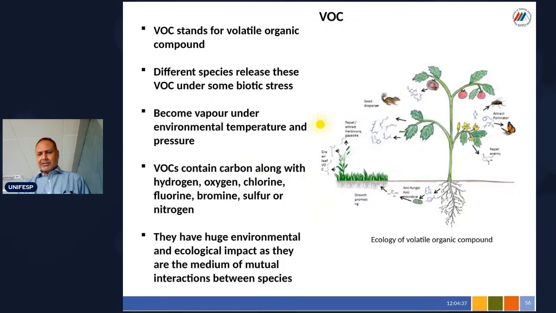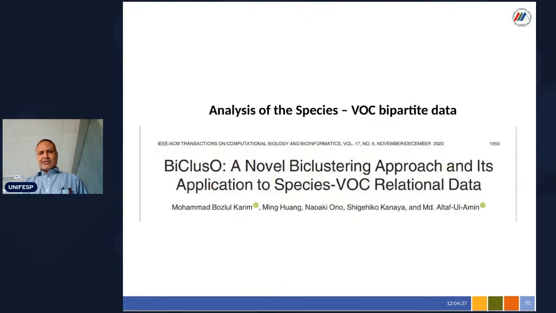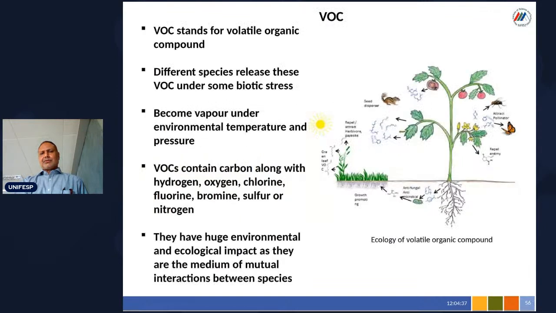Then I will talk about ecology a little bit and very quickly. This work we also presented in the paper in IEEE Transactions. In ecology, we try to analyze species VOC relational data. So this is a bicluster. We tried to find the biclusters in species VOC relational data, and we have shown that the species can be classified based on the VOCs emitted by them.